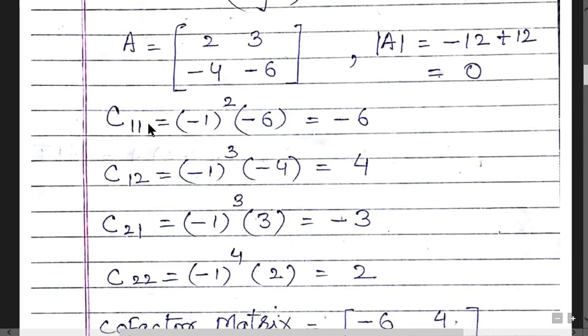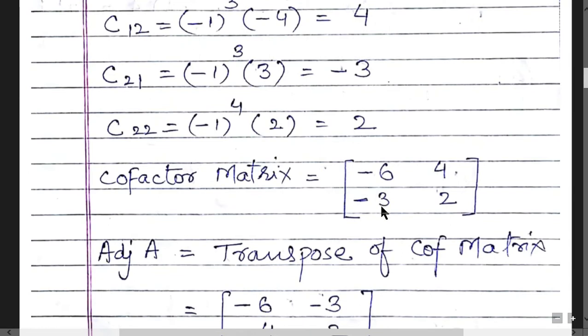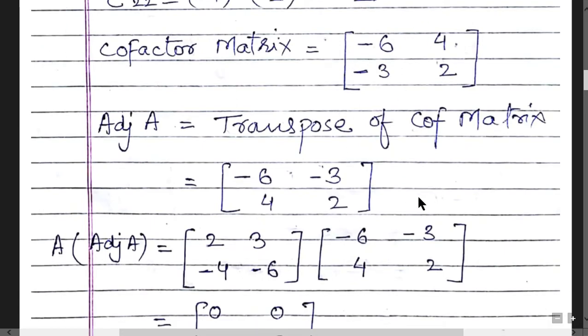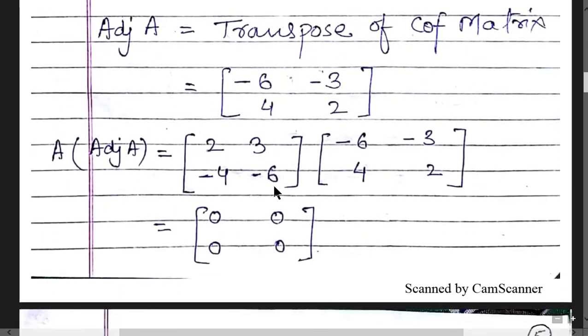Now calculate the cofactors. Minus 1 raised to power 2, minus 6, the first one. Then eliminating the first row and second column, it means minus 4 is there. Similarly for C21, eliminating this, 3 is there, and for C22, eliminating the second row and second column, only 2 is there. Then the cofactor matrix, then the transpose of the cofactor matrix, where the first row is converted into the first column and the second row is converted into the second column. Then multiply A with the adjoint of A, and you will get clearly the answer as 0.